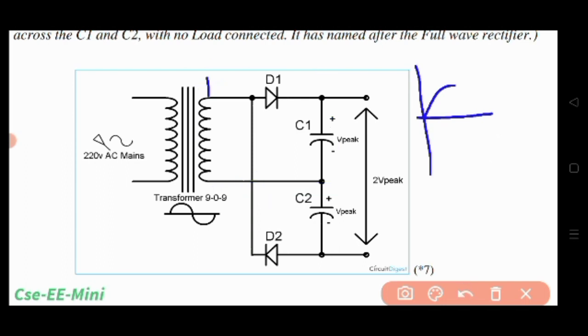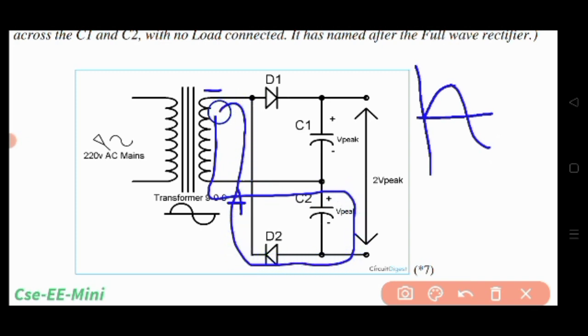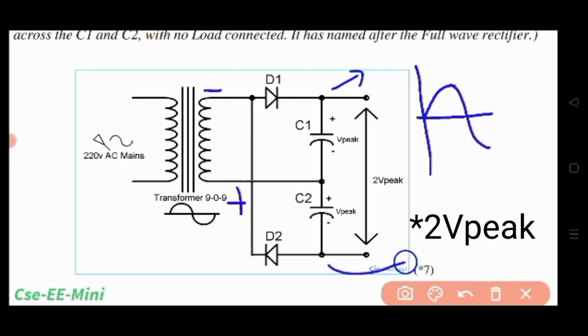So in the next negative half cycle, from this to this, there is negative, there is positive, and it comes to this. In this way it will flow. Again see the current direction, it will go like this, charge the capacitor C2 through the diode D2 and then come again to the transformer. So this is the second way: in the first negative half cycle it will charge C2 like this up to V peak. So in this way we will get V peak as the resultant voltage.